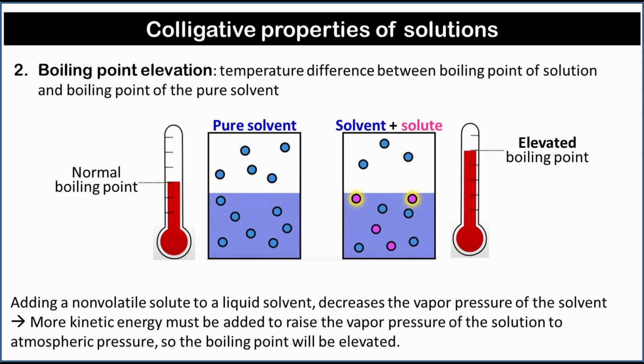Boiling point elevation is defined as the temperature difference between the boiling point of the solution and the boiling point of the pure solvent. As we have seen before, adding a non-volatile solute to a liquid solvent decreases the vapor pressure of the solvent. Consequently, more kinetic energy must be added to raise the vapor pressure of the solution to atmospheric pressure, so the boiling point will be elevated.